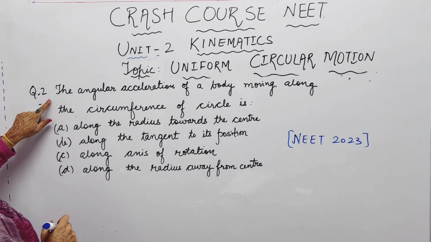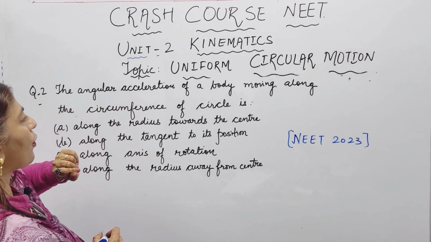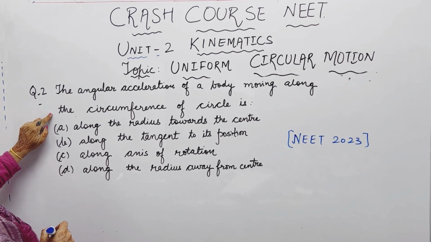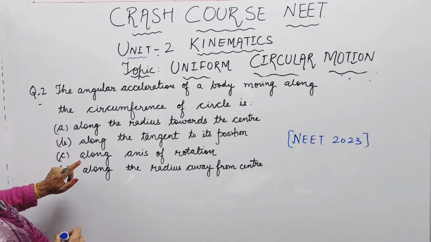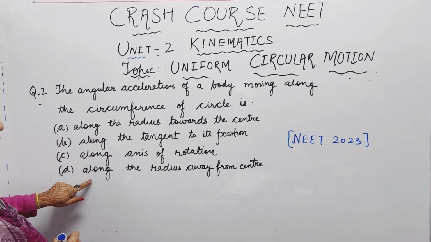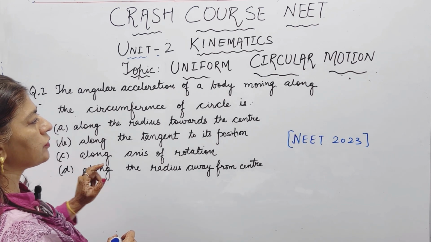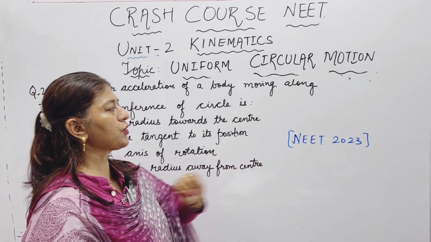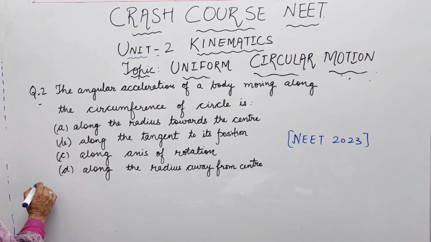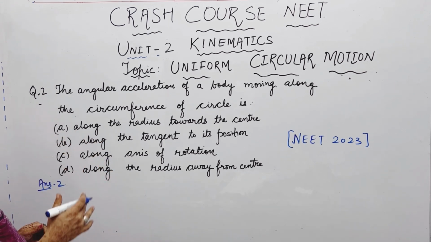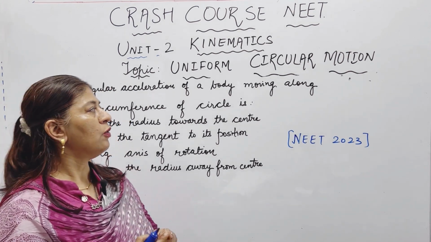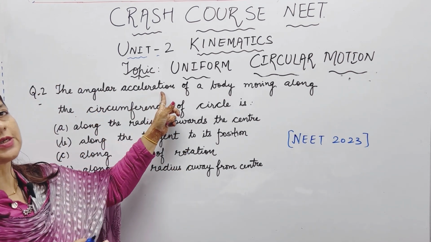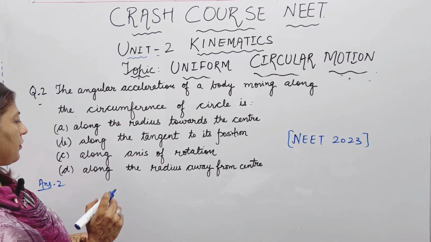Now this is question number 2. The angular acceleration of a body moving along the circumference of a circle is: along the radius towards the center, along the tangent to its position, along axis of rotation, or along the radius away from the center. This question has come in NEET 2023. This question is based on the concept that for any circular motion, there are two components of acceleration. One of them is the angular acceleration and another is the centripetal acceleration.